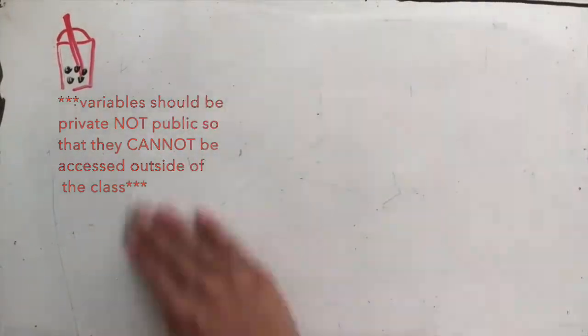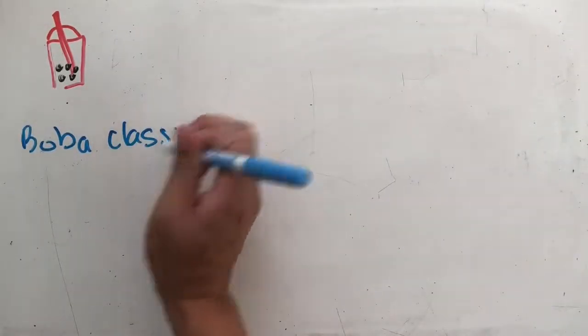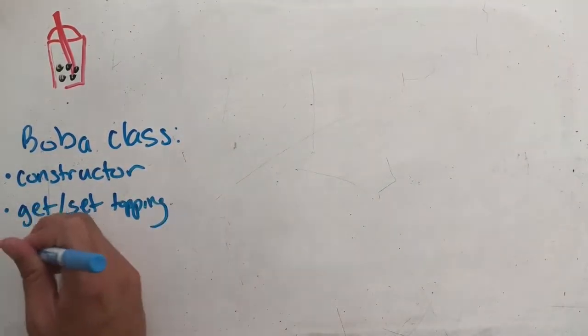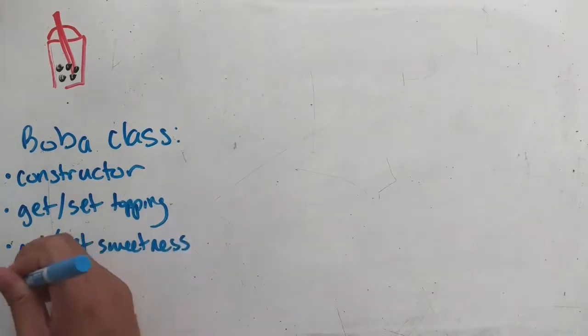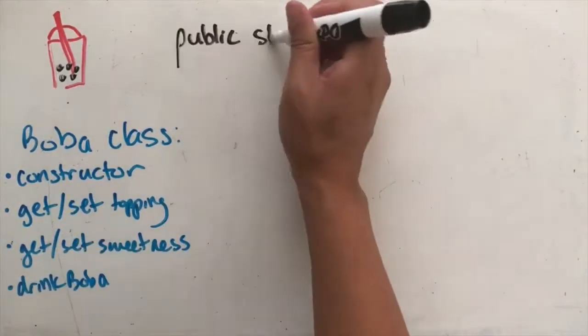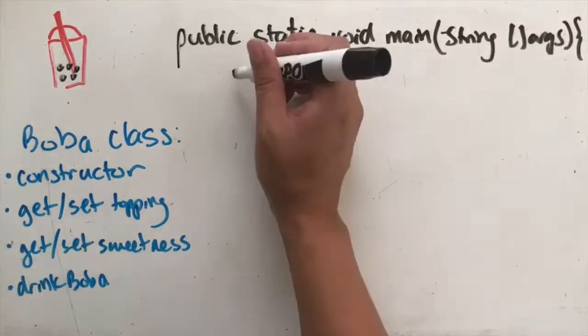So let's keep track of everything we know about the boba class on the side. We have the constructor, which takes in the type as its argument. We have the get and set topping methods, the get and set sweetness methods, and we have the drinkBoba method, of course.